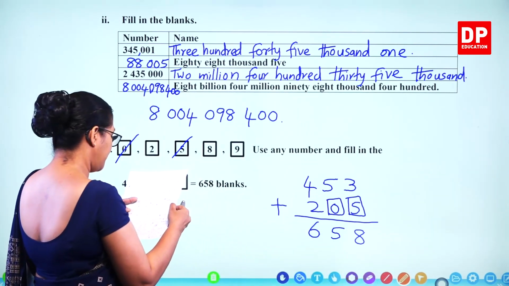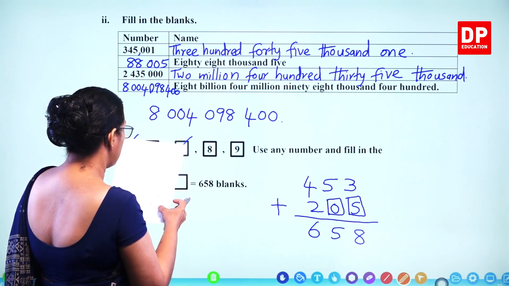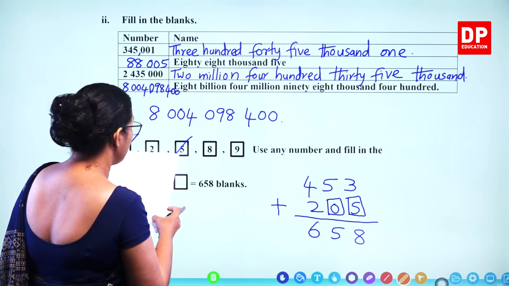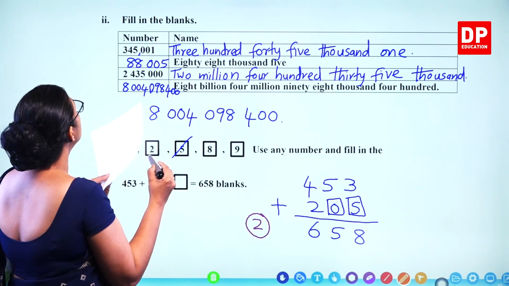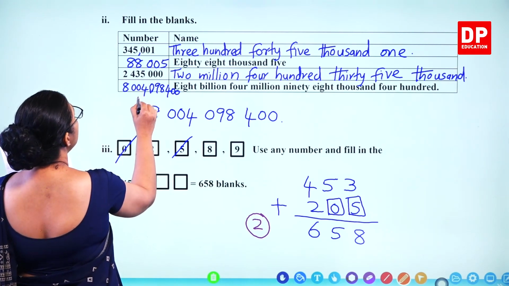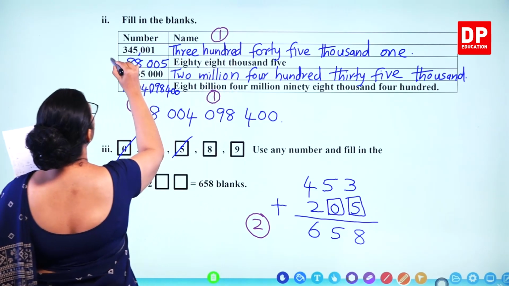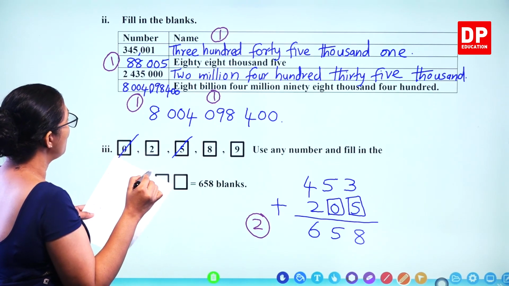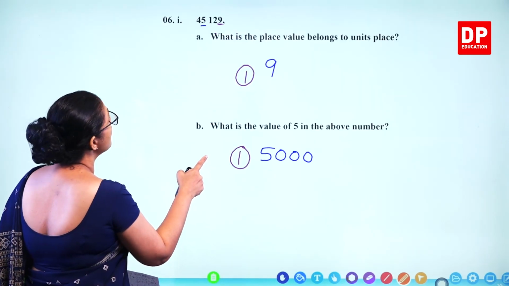How many marks are there? So we did this one, so you get 2 marks here. And each one you get 1 mark. 1, 2, 3, 4, 4 and 5, 6, 7, 8.